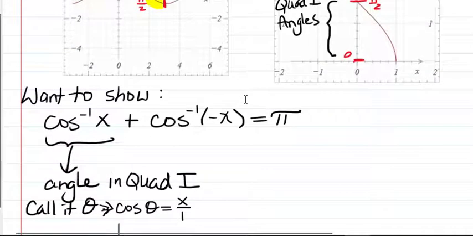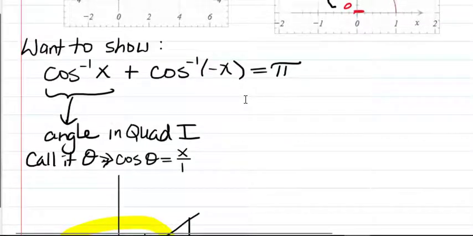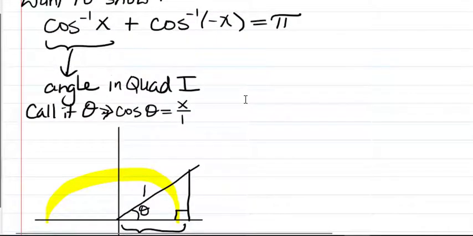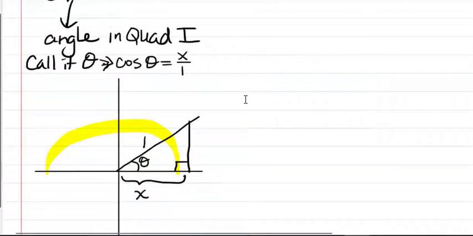So remember, when we take an inverse cosine, the output is an angle. And since we're assuming x is a positive value, then out of quadrants 1 and 2, the angles that have positive cosines are in quadrant 1. So let's call this angle theta. That's equal to the inverse cosine of x. So that would mean the cosine of theta is positive x over 1. And it's in the first quadrant, so I've drawn a picture here of our angle theta, adjacent over hypotenuse x over 1.